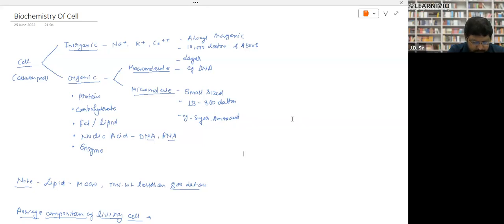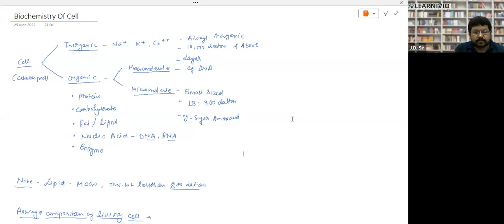The collection or sum total of different types of biomolecules, compounds and ions present in the cell is called cellular pool. Full stop. Next point.